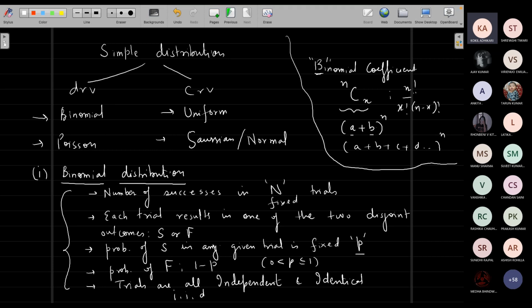So if you do this random experiment, the binomial distribution will surely fit in, right? Because this is the toss of a coin. The number of trials I'm fixing. Each trial results in either head or tail. The probability of head in a given trial, or the probability of tail in a given trial, is fixed. The probability of the other one is 1 minus p, and the trials are all independent and identical. So if I am doing a random experiment of tossing a coin many times, then the binomial distribution will apply.